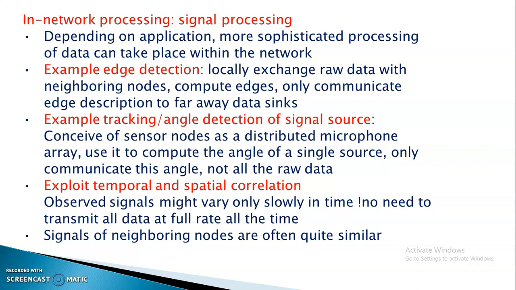So for edge detection, it is exchanging the raw data with the neighboring nodes and computing the edges. Only the edge description will be communicated far away to the data sinks. Then for tracking, here is an example of how some sensor nodes do it. They are tracking, and the angle is also detected from the signal source.